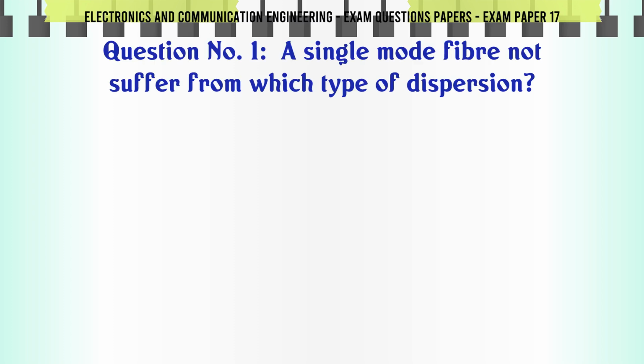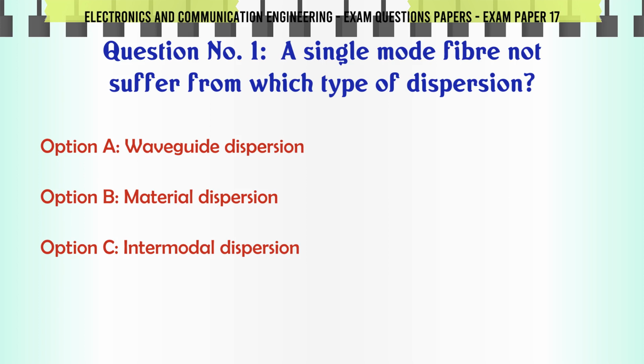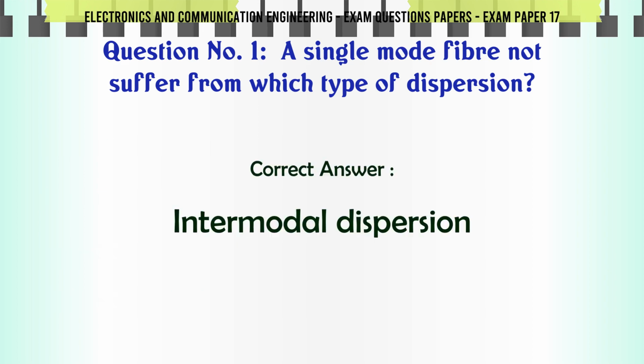A single-mode fiber does not suffer from which type of dispersion? A. Waveguide dispersion. B. Material dispersion. C. Intermodal dispersion. D. Polarization mode dispersion. The correct answer is intermodal dispersion.